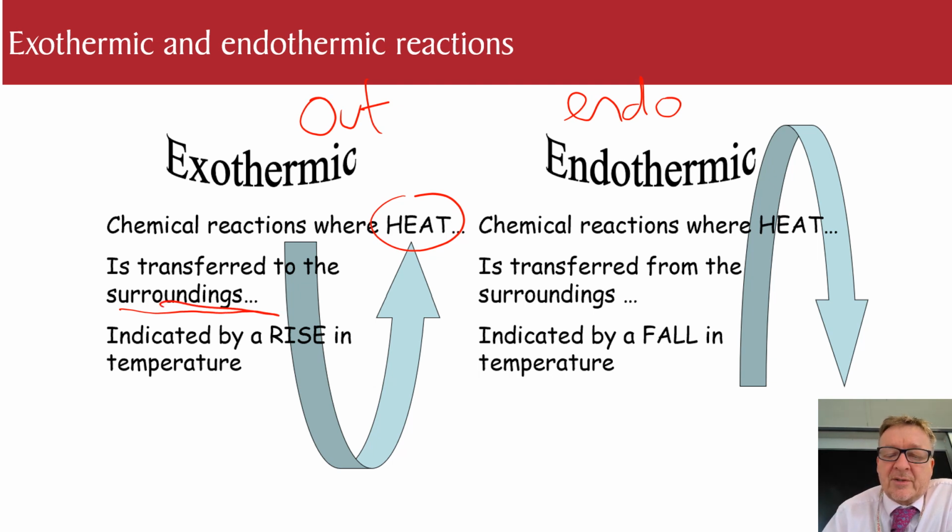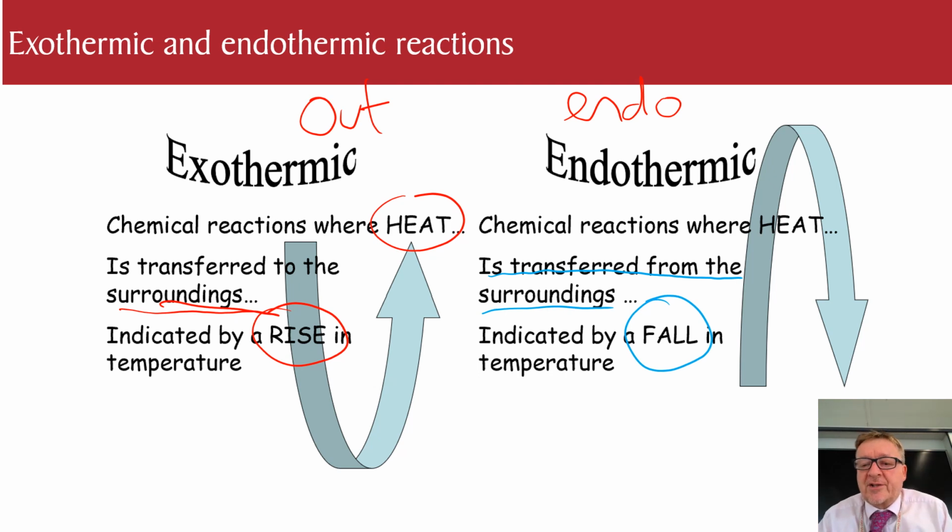That means it comes out. And an exothermic also means there is a rise in temperature. So any exothermic reaction, it gets hotter. Endothermic reaction, whereas heat is transferred from the surroundings. So heat actually goes in. And that is indicated by a fall in temperature. So you've got a reaction going on and the reaction gets colder, that means it's endothermic.